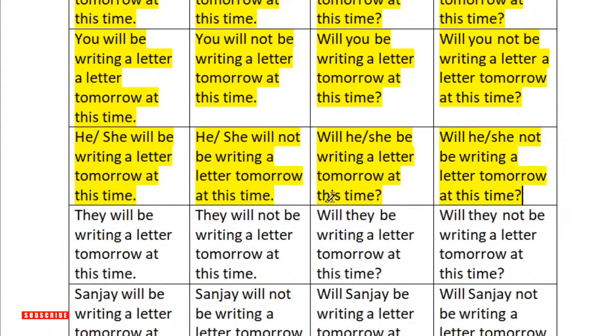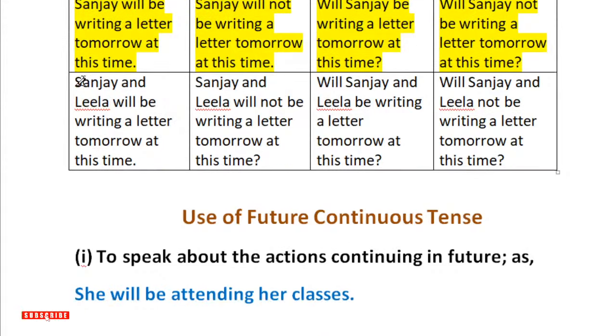Then let us see. Sanjay will be writing a letter tomorrow at this time. Sanjay will not be writing a letter tomorrow at this time. Will Sanjay be writing a letter tomorrow at this time? Will Sanjay not be writing a letter tomorrow at this time? Then we have Sanjay and Leela will be writing a letter tomorrow at this time. Sanjay and Leela will not be writing a letter tomorrow at this time. Then will Sanjay and Leela be writing a letter tomorrow at this time? Will Sanjay and Leela not be writing a letter tomorrow at this time?